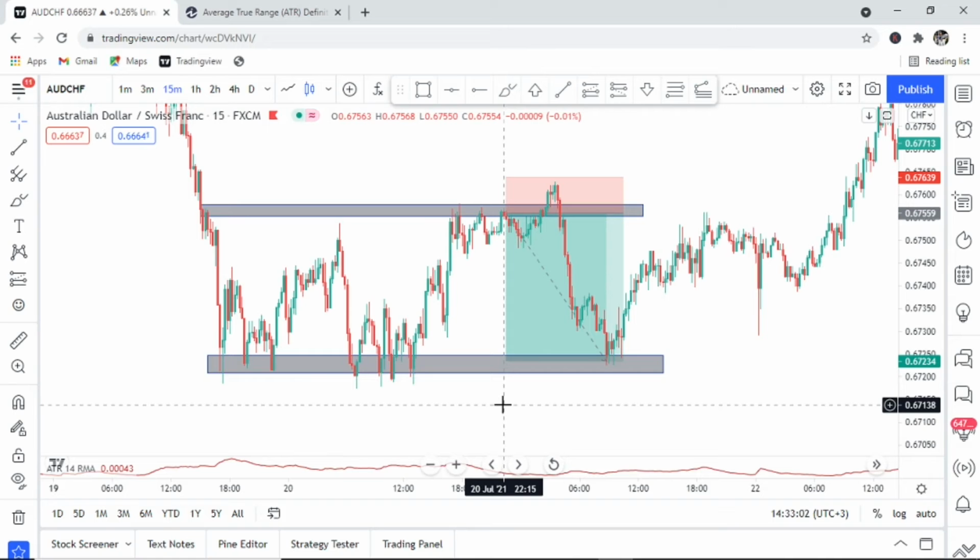So again, go through this video over and over again, and also backtest it on demo. I'm telling you, you're going to see the results. You're going to see good results out of just using this particular indicator. It's going to help you avoid so many losses.